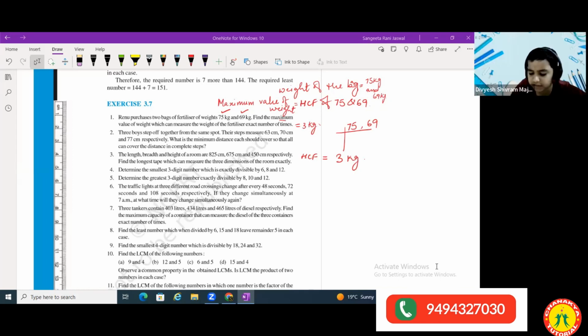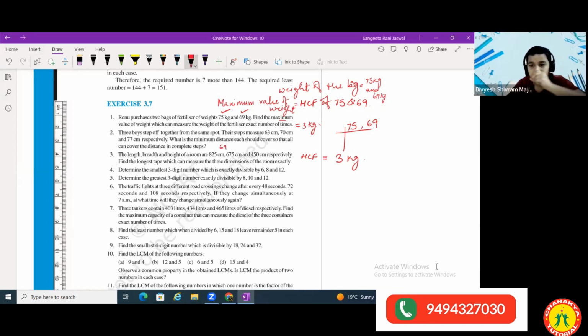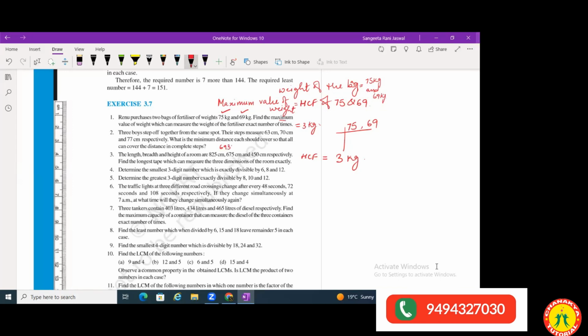6,930 centimeter, which is same as 69 meter and 30 centimeter. Okay. So that means all this is in centimeters. That means this much distance all have to cover, so that they cover the distance in complete steps.